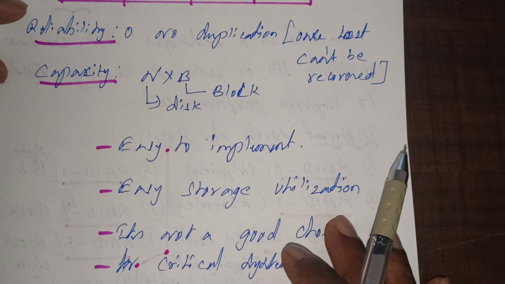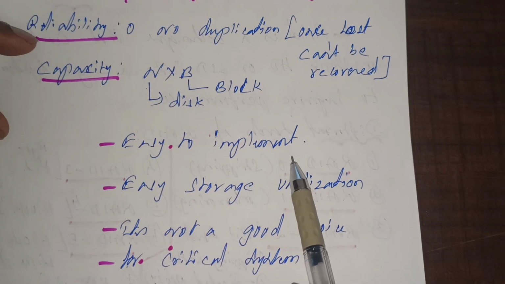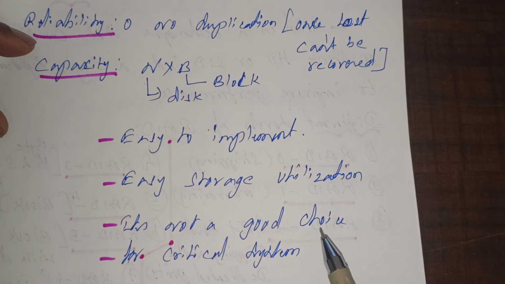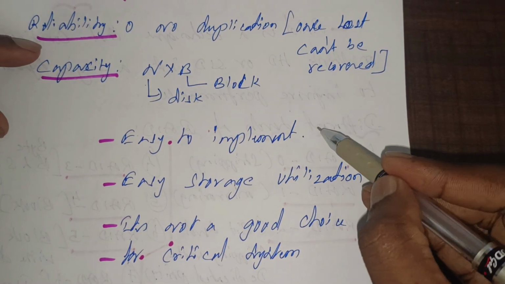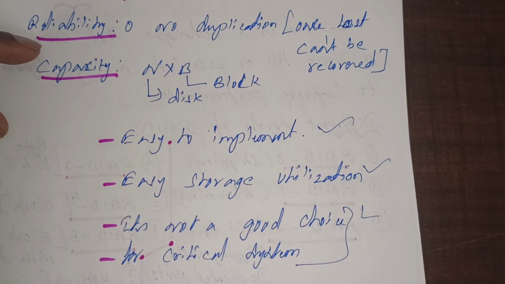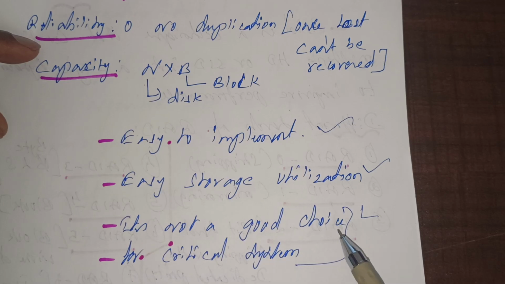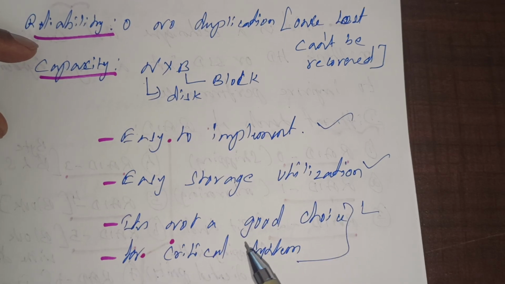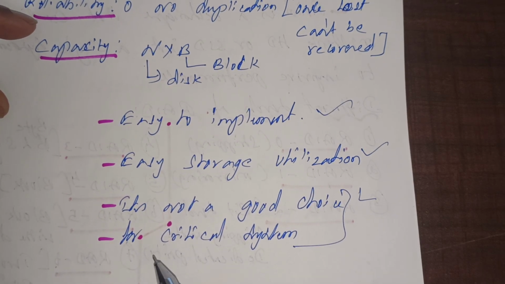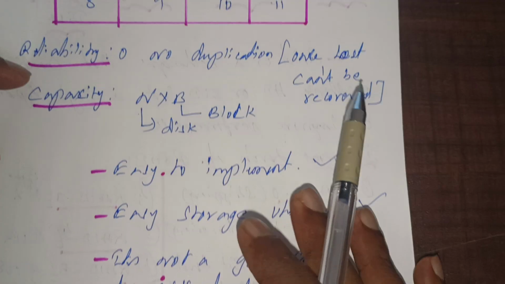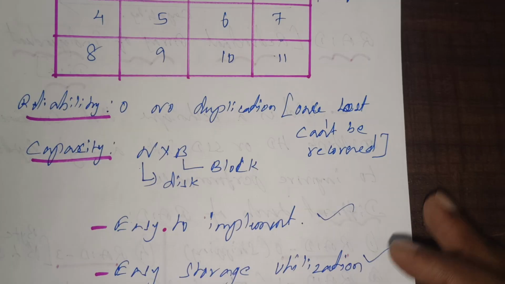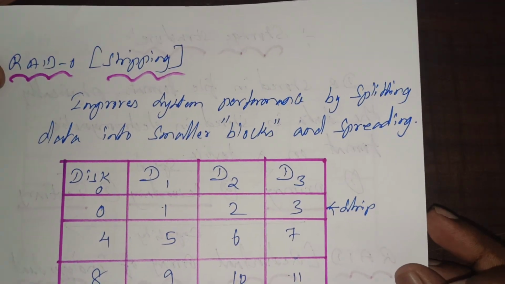So this RAID 0 is easy to implement. Easy storage utilization is adopted here. You can take this as a benefit. What is the limitation we have? This is called a limitation. Here it is not a good choice. Why is it not a good choice? A single drive loss can result in a complete failure of the system. And also for a critical system, this kind of striping is not recommended at all. So this is how this RAID 0 works.